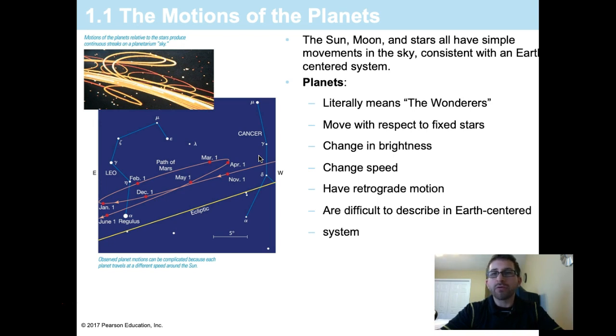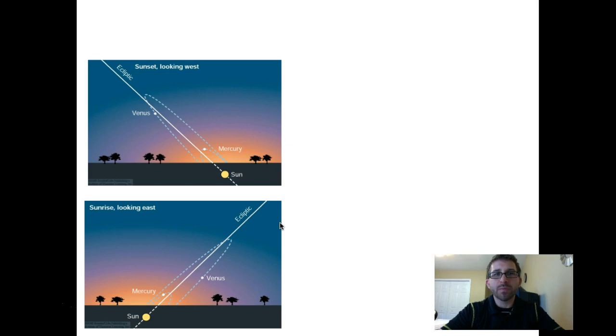And so these wanderers were the only things that were thought to move, and also they were worshipped as gods as a result. They also changed their brightness, they changed their speed, they have this retrograde motion. And they're very difficult to describe in this Earth-centered model of the solar system.